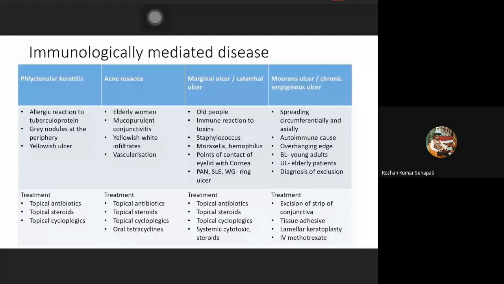So that ends the infectious keratitis. Now we move to immune-mediated diseases of the cornea. There are 4 important ones that are frequently asked in the exams. So we'll concentrate only on the 4 immune-mediated corneal disorders. So we have 4.